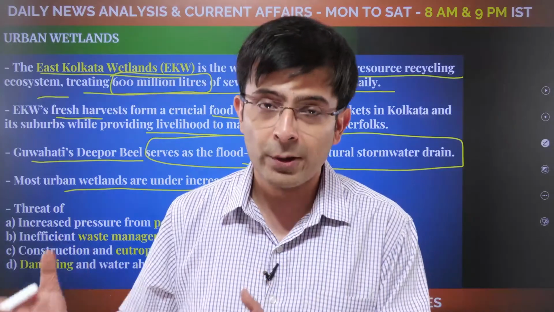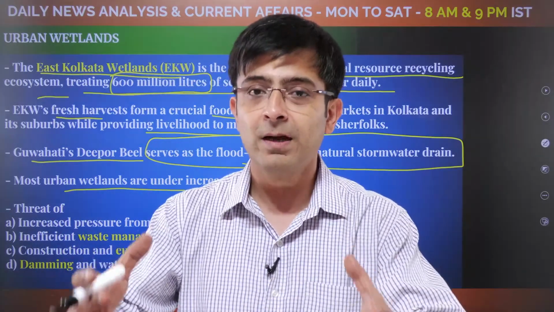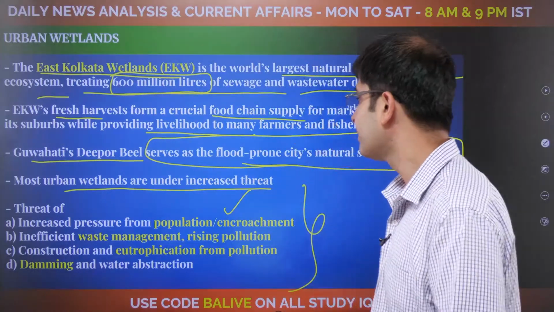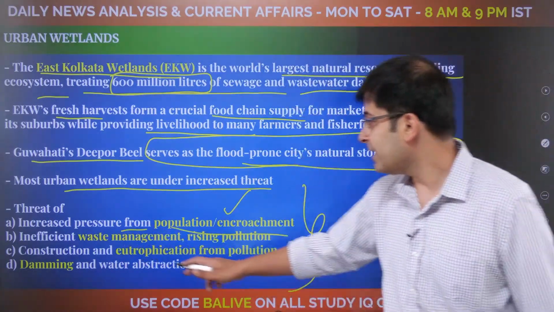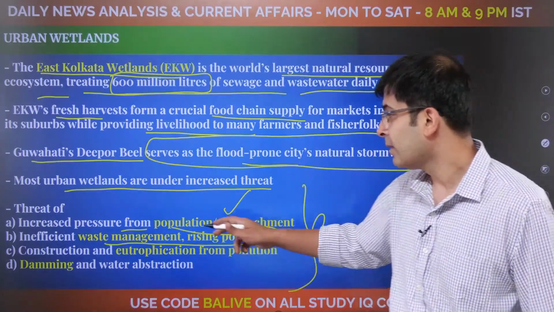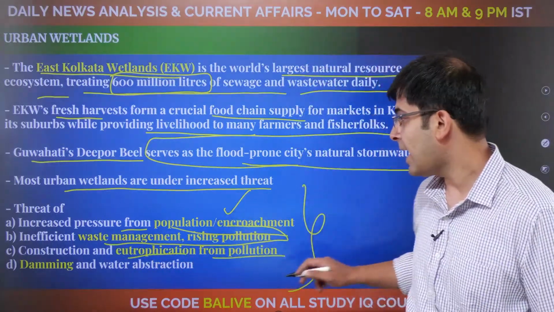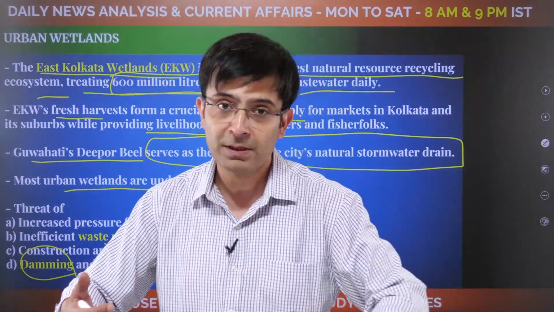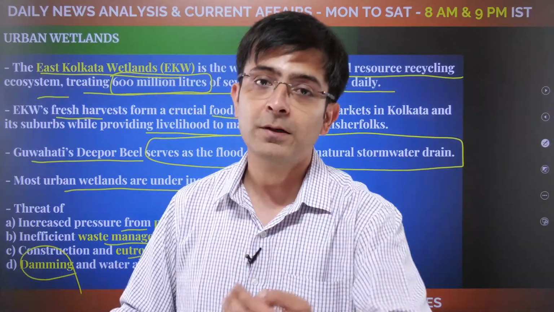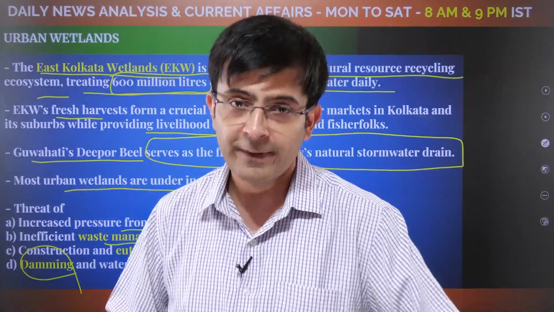The ultimate nodal authority, you know. You can't have too many people with no subject expertise coming together for watershed management and conservation when they do not have any prior experience. So we'll discuss the Delhi example also. Okay. So increased pressure from population and encroachment, inefficient waste management, eutrophication and damming. Once you dam a particular area, a lot of siltation happens. You have changed the character of the wetland. So you shouldn't dam wetlands, you know.